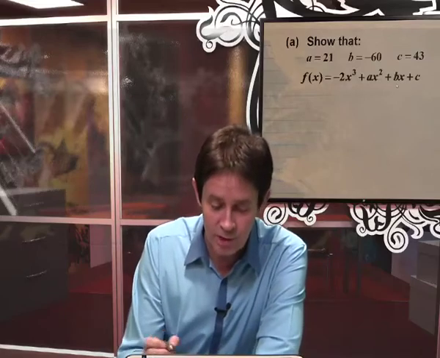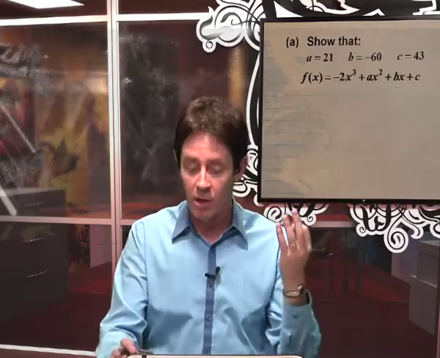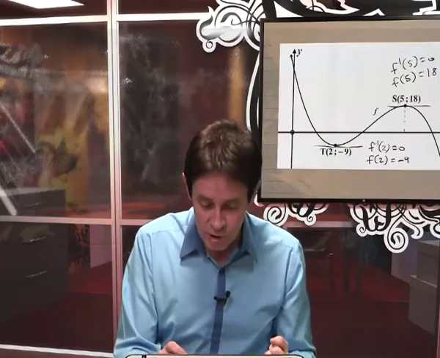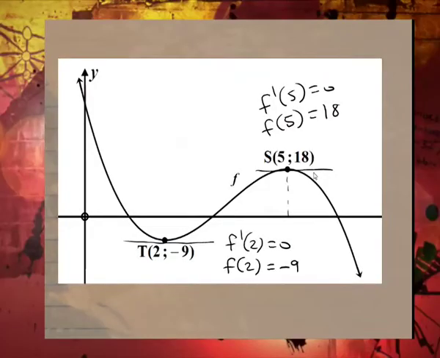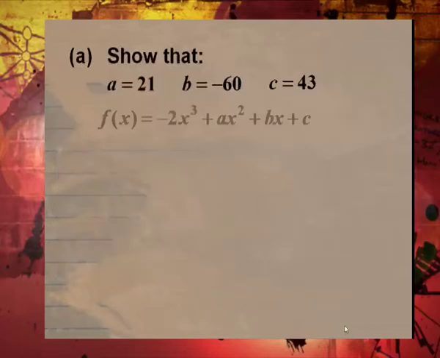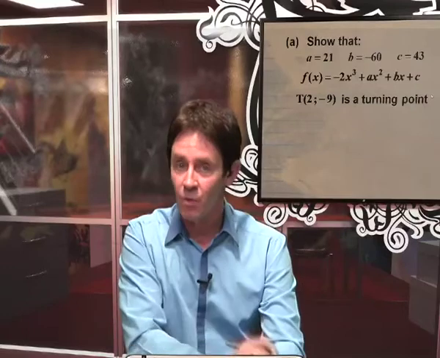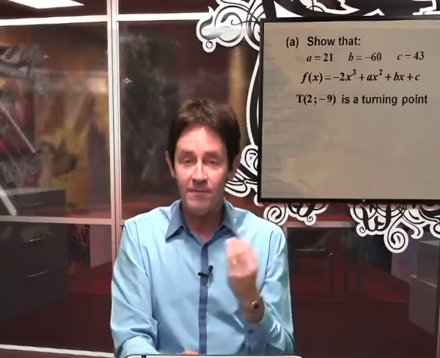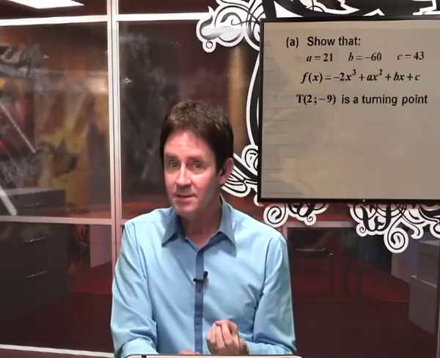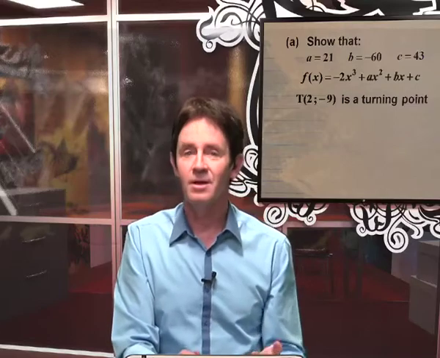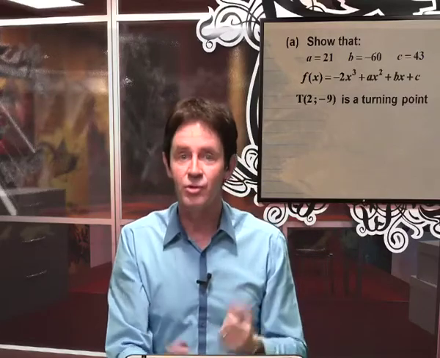Now how do we do this? Well, what do we know? Go back and check the graph. We've got turning points, and there's a lot of information that we can use regarding turning points. So how do we do this? Well, firstly, (2, minus 9) is actually a turning point. Now, what do we know? F of 2, and f prime of 2, the derivative.